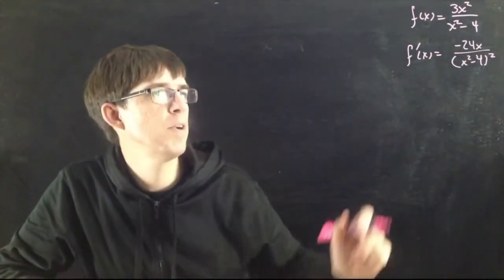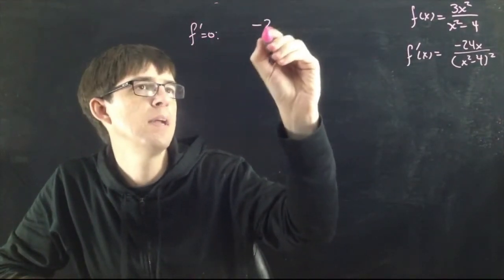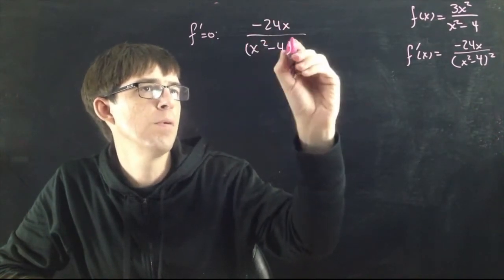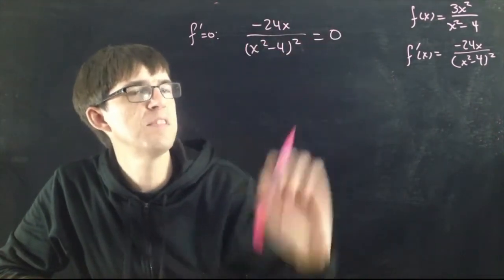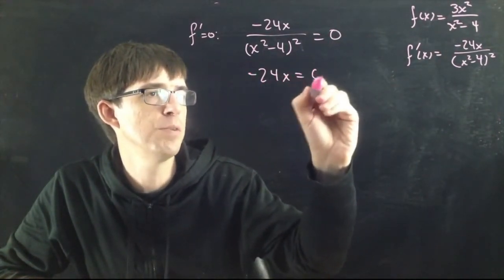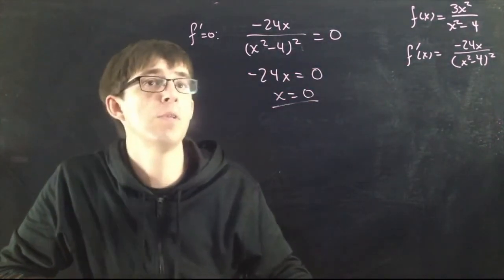All right, let's find the critical numbers. We set the derivative equal to 0. We get minus 24x over x squared minus 4, whole thing squared, equals 0. Multiply this denominator over there. It becomes 0 again, so it's just minus 24x equals 0. Divide by 24. x equals 0. Okay, that's one critical number.